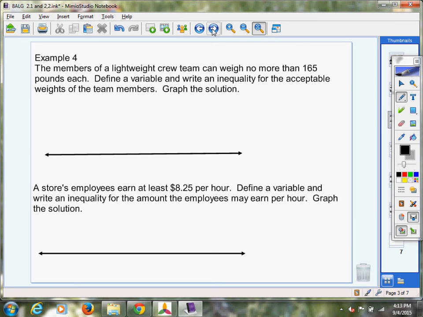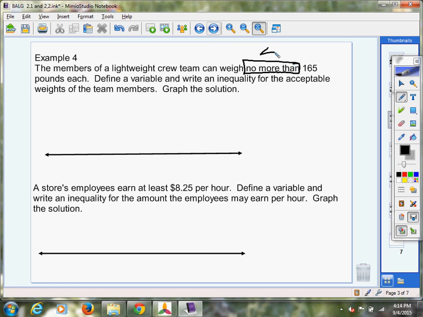Let's look at example 4, and this should wrap us up on section 2.1. So example 4, we have the members of a lightweight crew team can weigh no more than. Those are really important words. Why don't you circle or box in those words? No more than means it can't be more than that. So we can't go over 165.